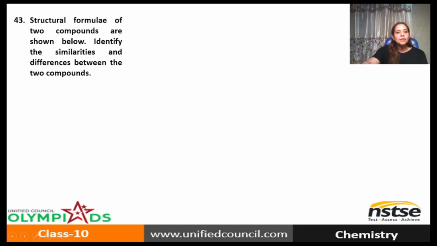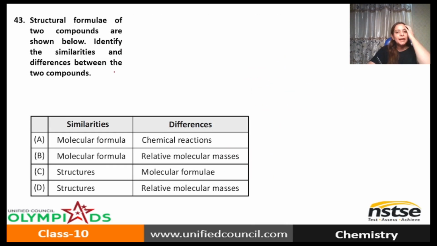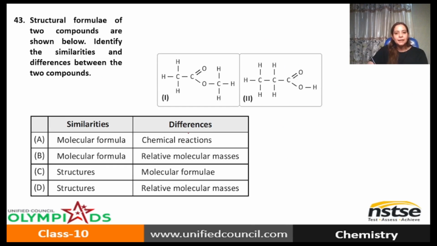Structural formulas of two compounds are shown below. Identify the similarities and dissimilarities between the two compounds. Now the formula is this. Let's condense it. It is COOCH3. Whenever you get questions like this, try to condense them so that you can easily recognize them. So it is basically a member of esters and this is a member of carboxylic acids. This one is methyl ethanoate and this one is propanoic acid. Now what do you think is common between them?